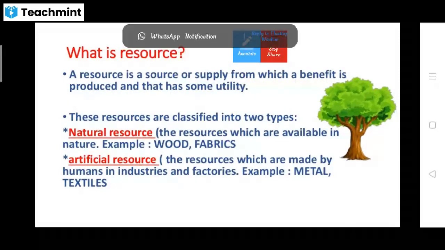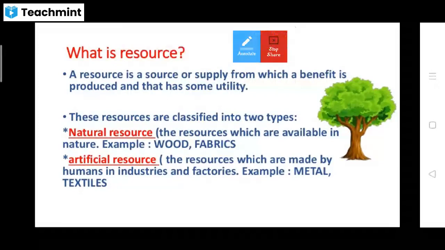For example, I can give the example of myself. I am teaching you and you are understanding the topic. So here I have become a resource. I am giving you some benefit. You are getting some benefit from me. The benefit you are getting is nothing but the knowledge. The knowledge I am giving you is the benefit you are getting from me. So I have become a resource for you.